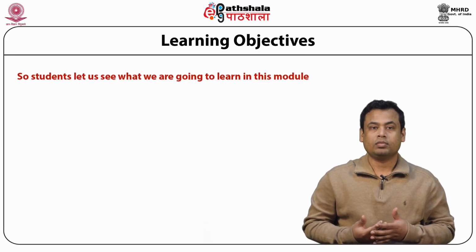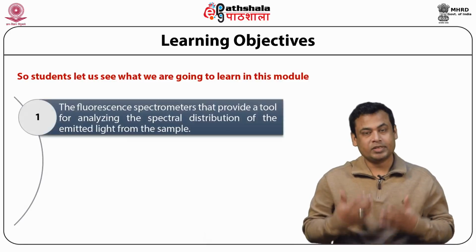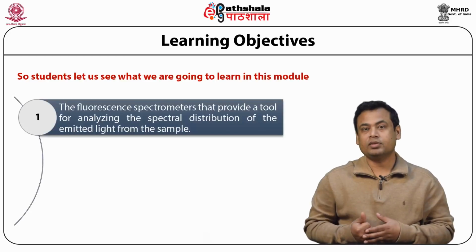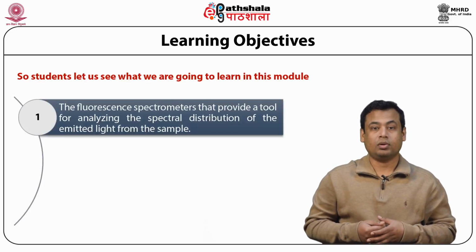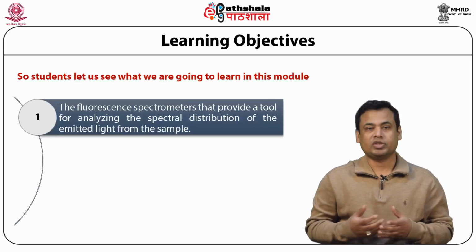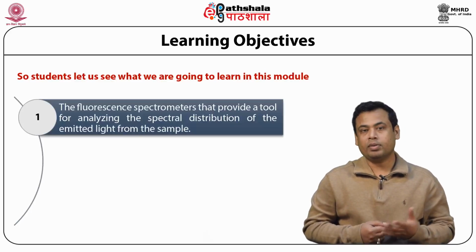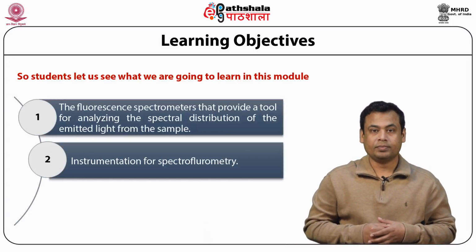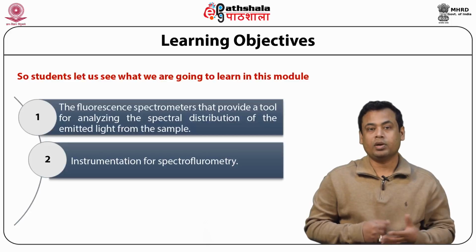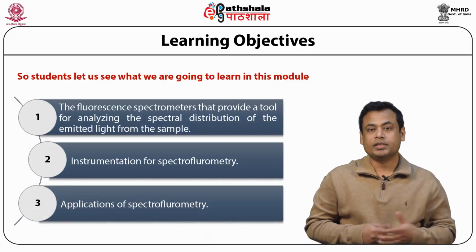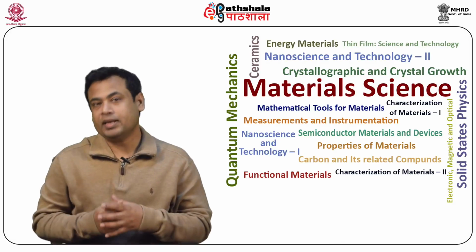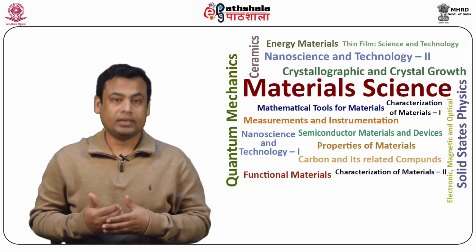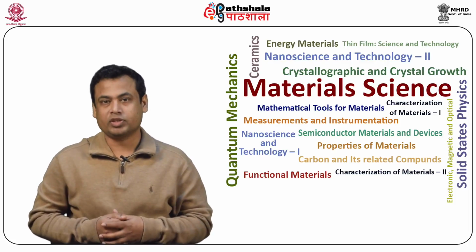First, we will learn about the fluorescence spectrometers that provide a tool for analyzing the spectral distribution of the emitted light from the sample, and we will learn about the instrumentation for spectrofluorometry, and lastly we will learn about the application of spectrofluorometry. The instrumentation provides a tool to measure the realistic data of an experimental process.